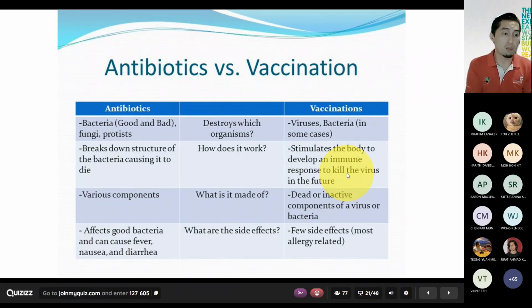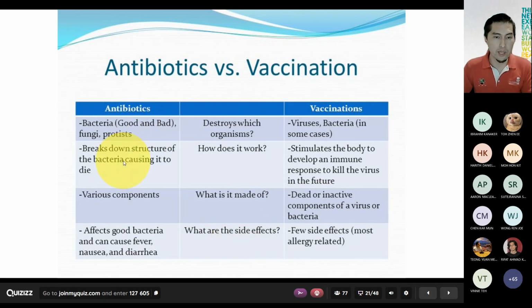So the same thing we are all going through now, the same thing that from when we were born until now, there are a lot of different vaccines that we have to take because they are supposed to teach the body to fight against these viruses in the future. They can be made up of different components. I'm not going to go much into that. And again, there can be a lot of side effects and so on and so forth.